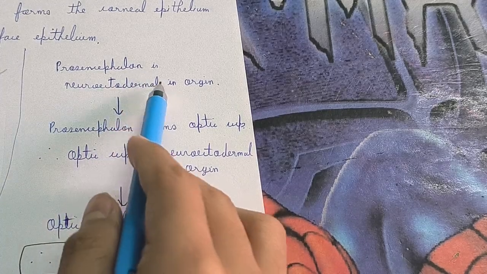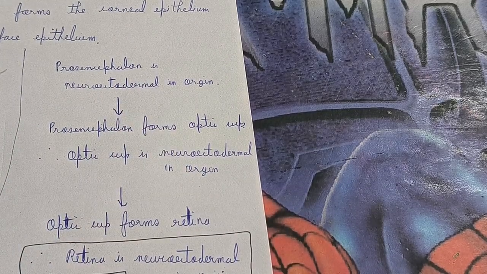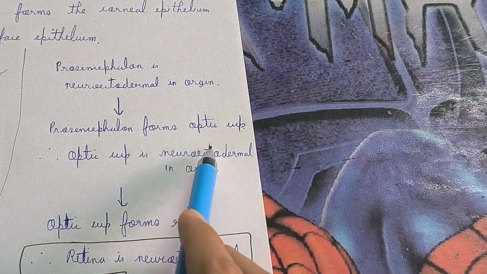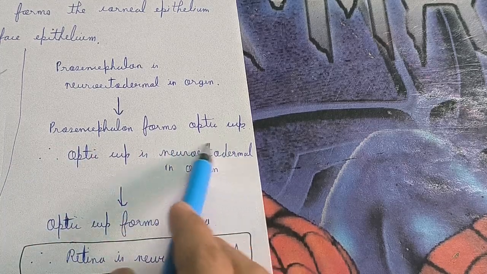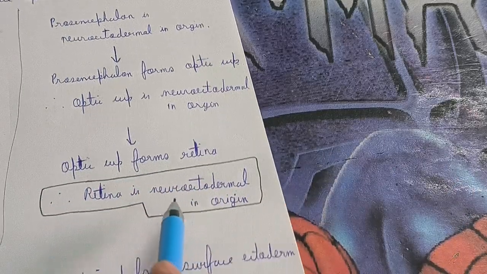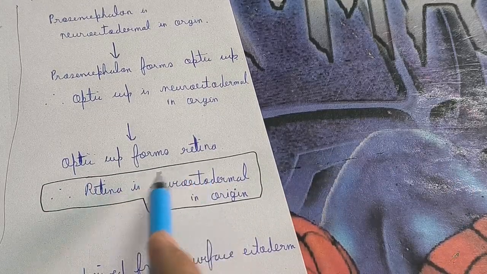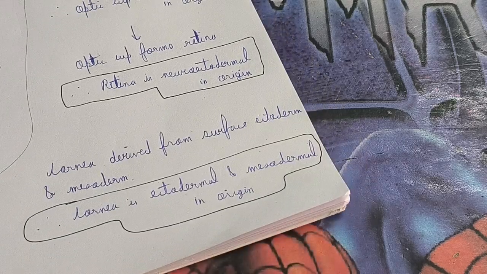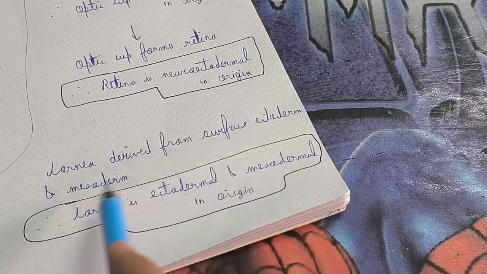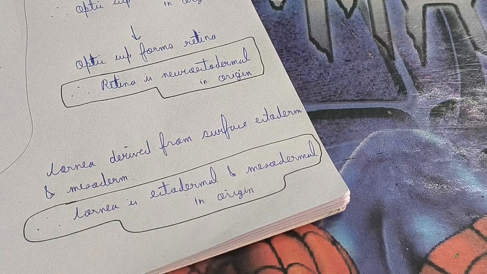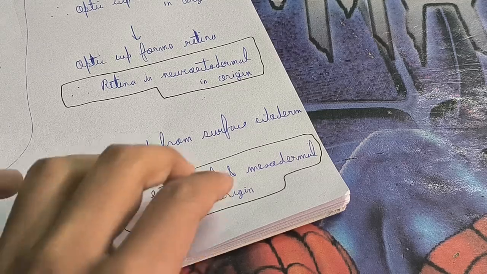The prosencephalon is neuroectodermal in origin as already discussed. Now the prosencephalon forms the optic cup, and therefore the optic cup is also neuroectodermal in origin, and this optic cup forms the retina. So the retina is also neuroectodermal in origin. Now the cornea is derived from surface ectoderm and mesoderm. So the cornea is ectodermal and mesodermal in origin.